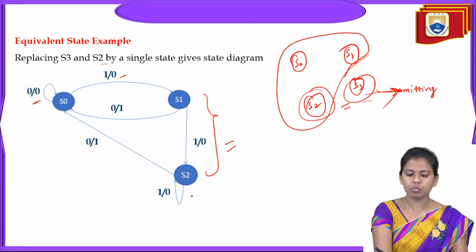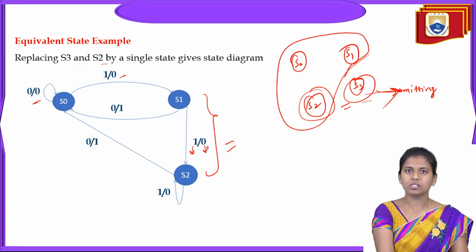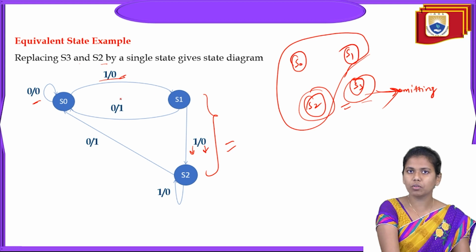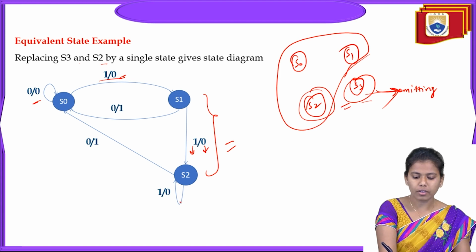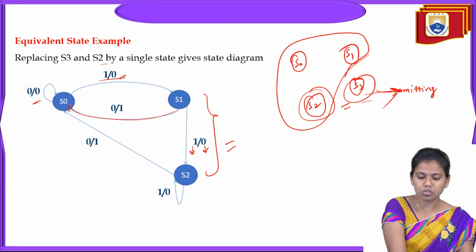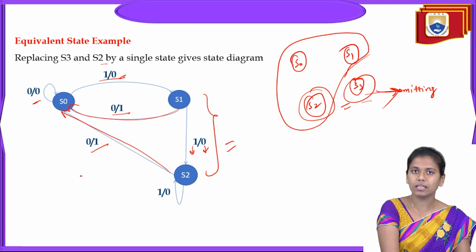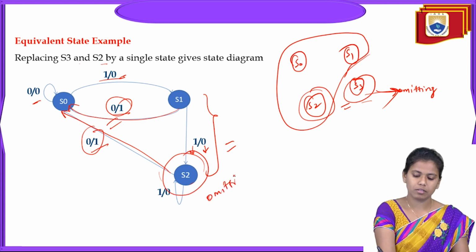Now when these two are equivalent, if you observe from S1 to S2, my input is 1 and output is 0. And from S0 to S1, I can see input is 1 and output is 0. So when these are the same, I can say that one of the states I can omit. Also, from S1 to S0, I see input 0 and output 1, and from S2 to S0, I can see 0, 1 as the input and output. When both are the same, I can omit one of the states. So I am omitting this state S2.